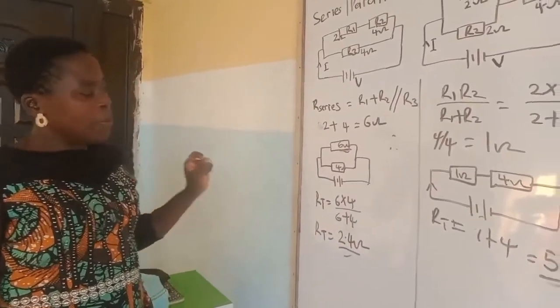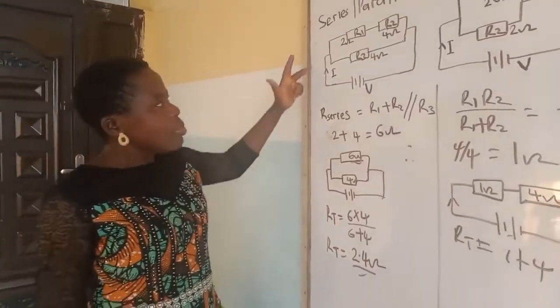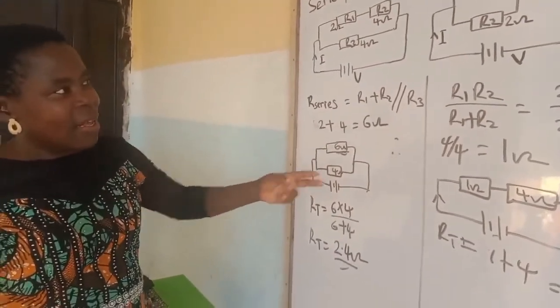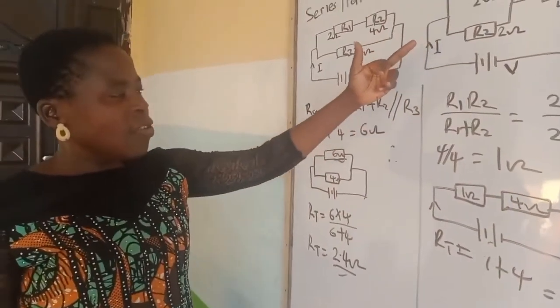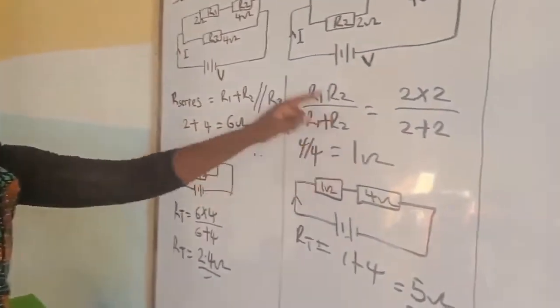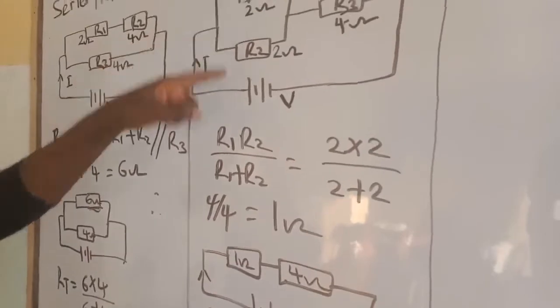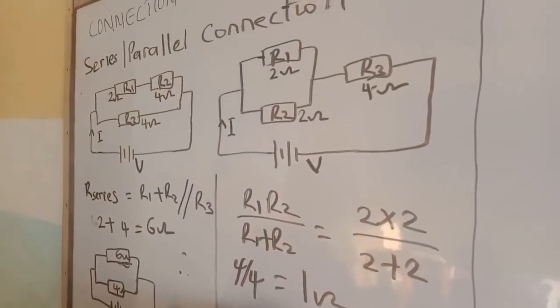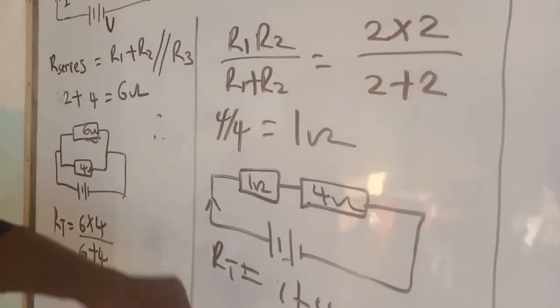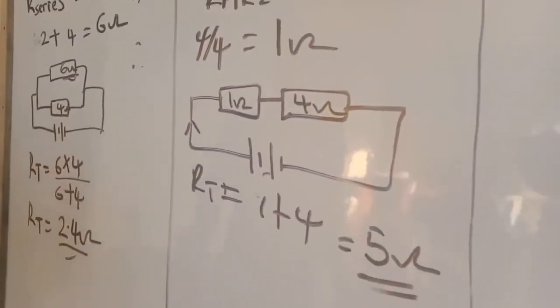You will discover that when resistors are connected in parallel, the combination of the two resistors will give us a lesser ohmage value. By the time we added it, when you now do the series connection, it increases the value.